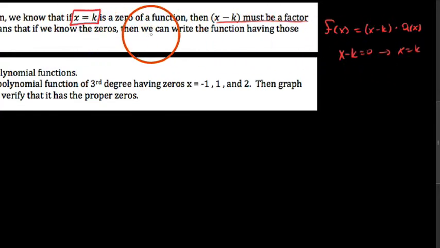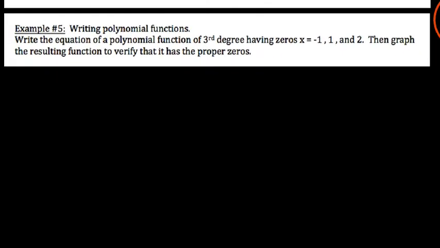So what this essentially means is that if we know all of the zeros of a function, then we could rewrite all of its factors by thinking backwards here, and then we could actually go rewrite the function having those zeros. So let's take a look at this example here.